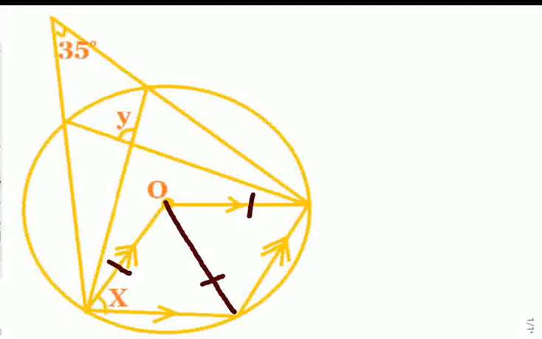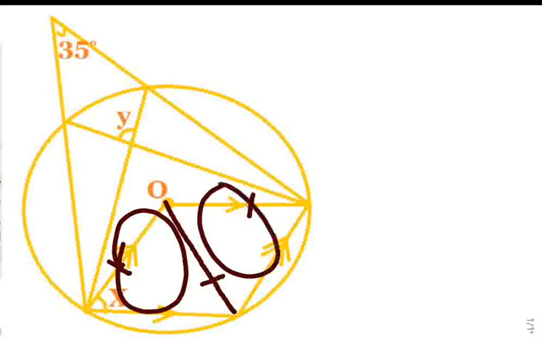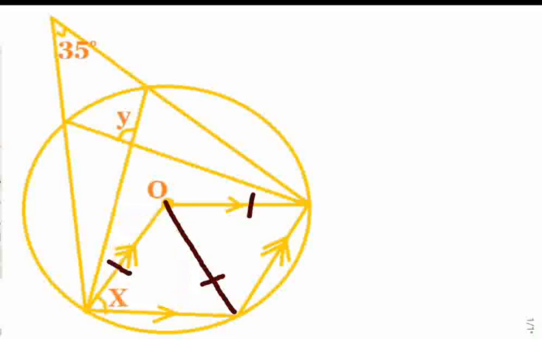Now, looking at this, we would want to suspect that this triangle is isosceles and this triangle is isosceles. But are they really isosceles? Let's go on and find out. Let's assume they are isosceles triangles first. Then we would want to say that base angles are equal. So if the angle here is x, then the angle there is x.